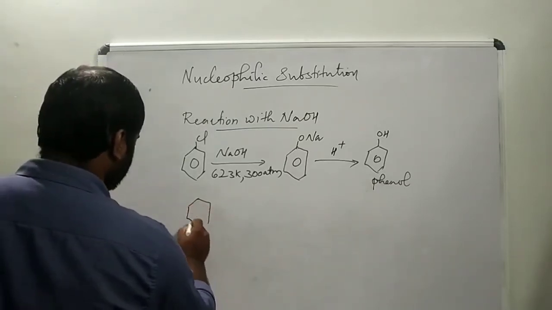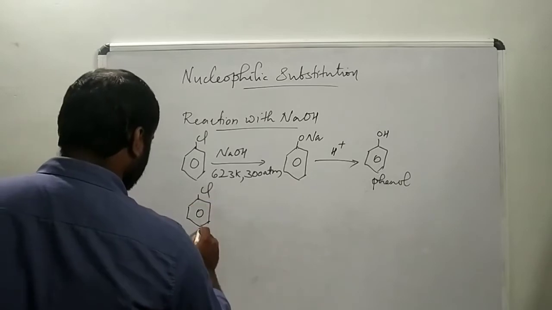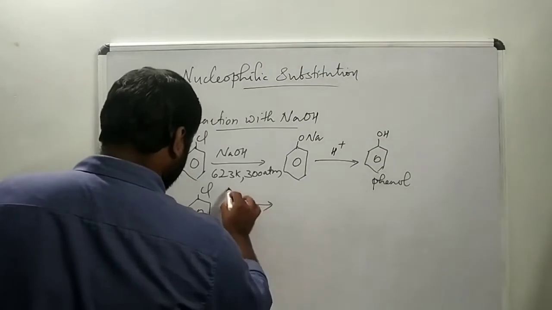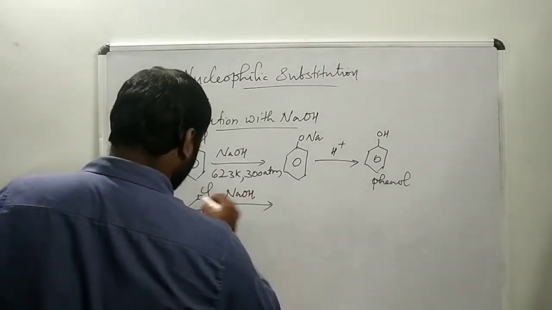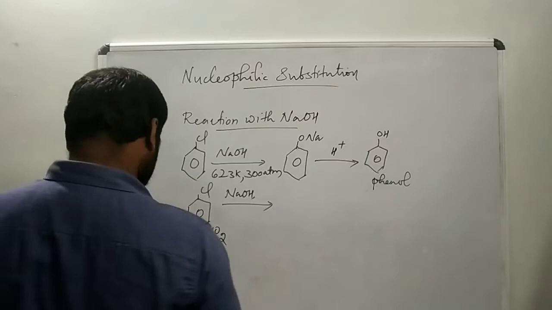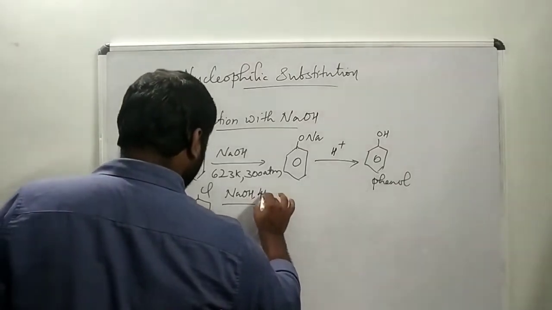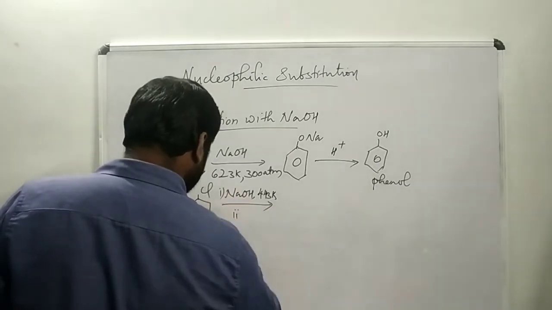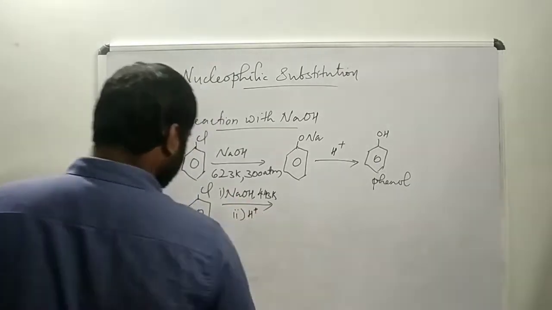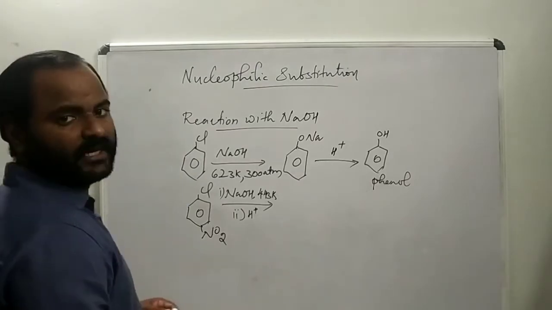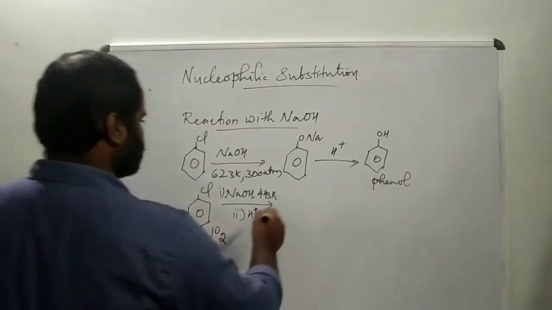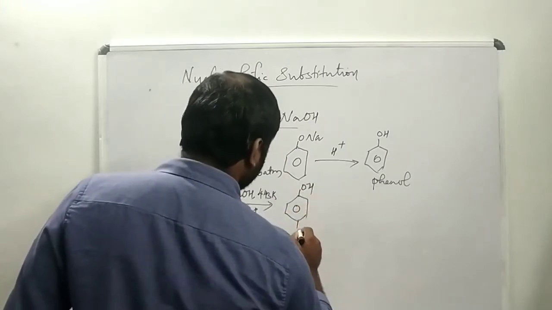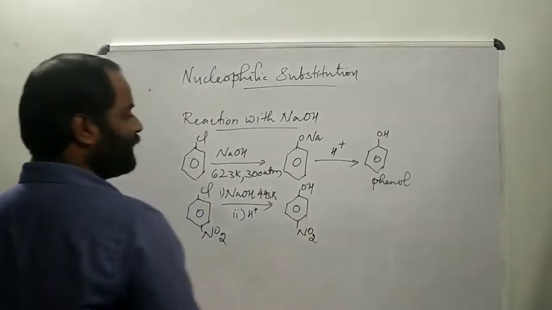So we can take the first example. A nitro group is attached at this benzene ring, and it reacts with NaOH. The reaction is the same, with NaOH at 443 Kelvin, followed by hydrolysis. We directly write this one. You get the product, that is para-nitrophenol. Para-nitrophenol is the product obtained.